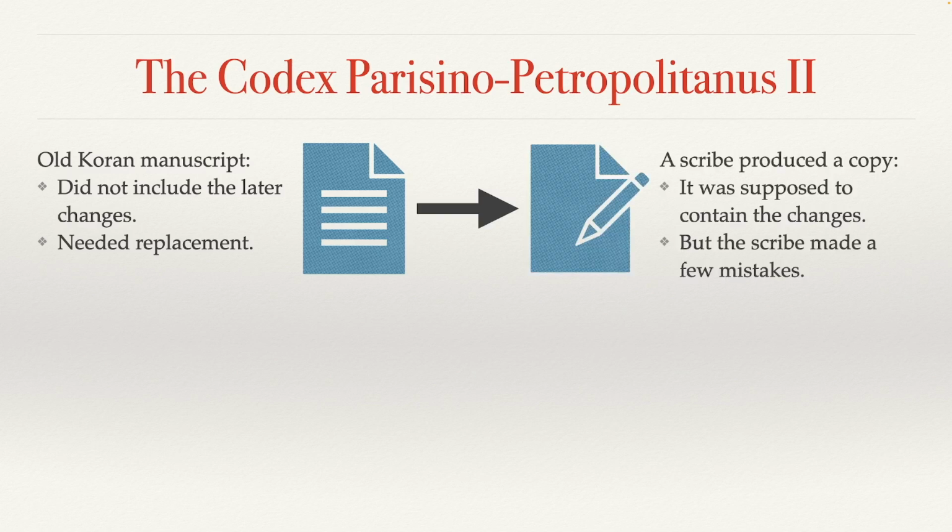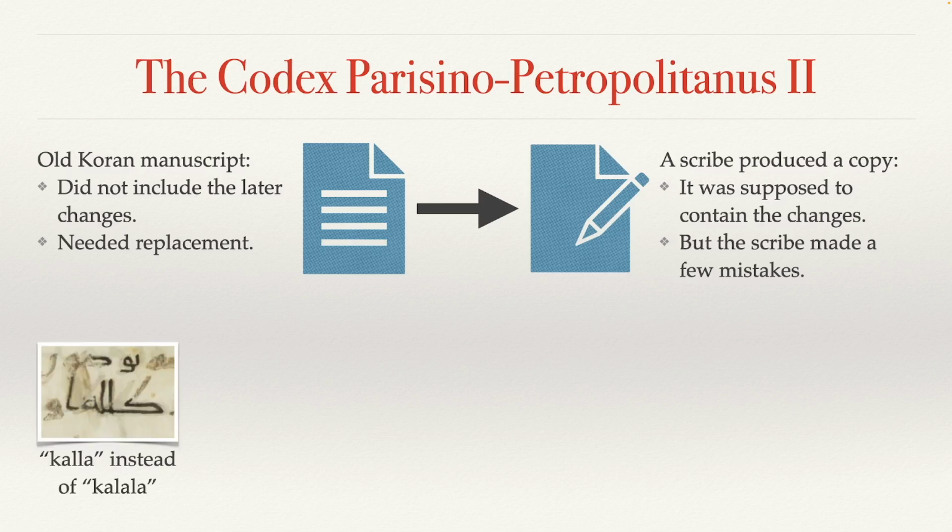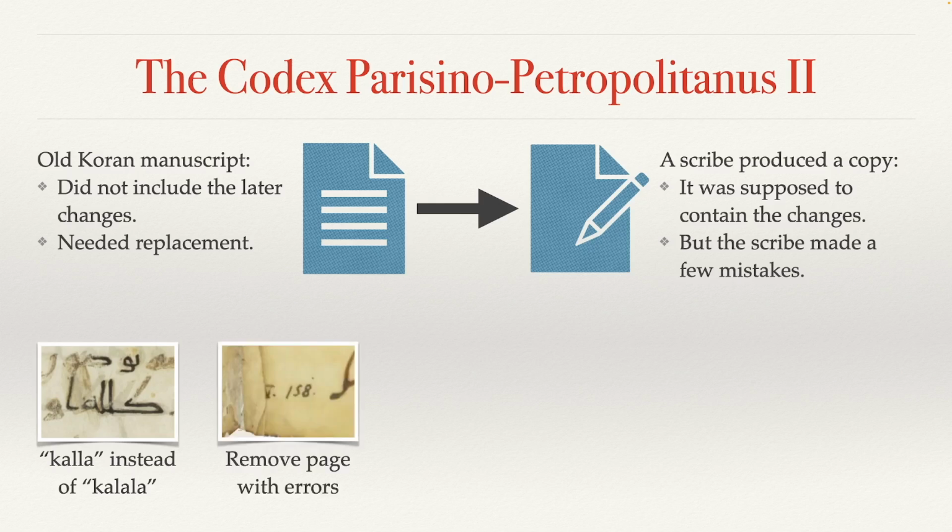So a scribe produced a copy which was supposed to contain the changes, confirming Muhammad's sonlessness and hence his status as the seal of the prophets. But luckily for us, the scribe made some mistakes, which now reveal the truth. In Surah 4:12, the scribe didn't pay attention and copied the word kala from his template, forgetting that after the changes it was supposed to be kalala. But this was a minor error, and he could somewhat fix the issue by adding a second lam and redrawing the kaf.